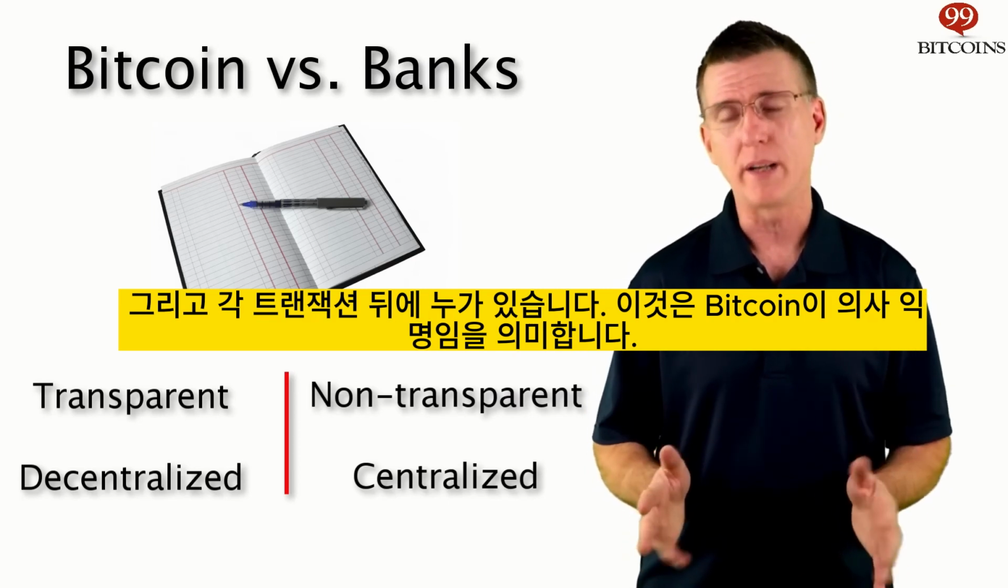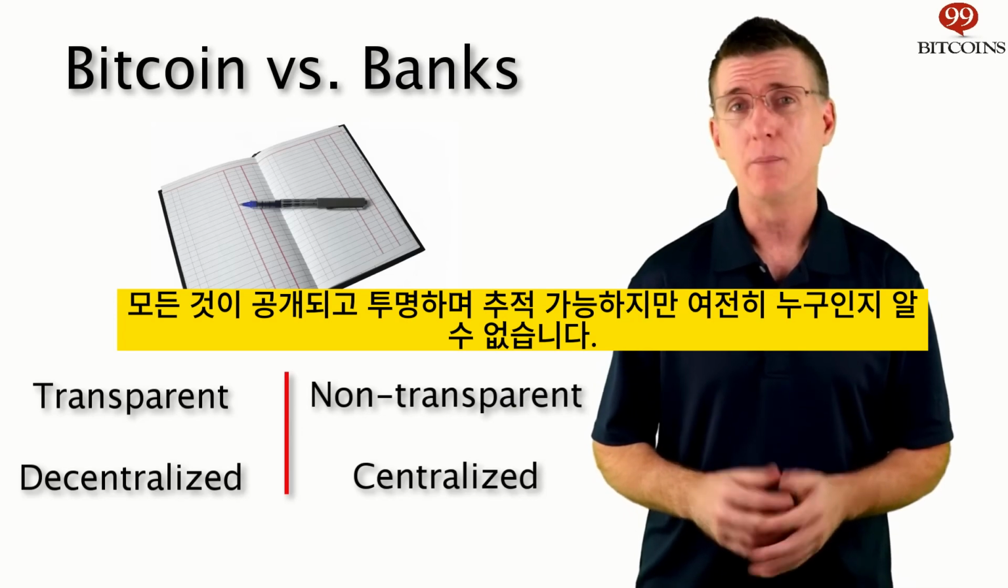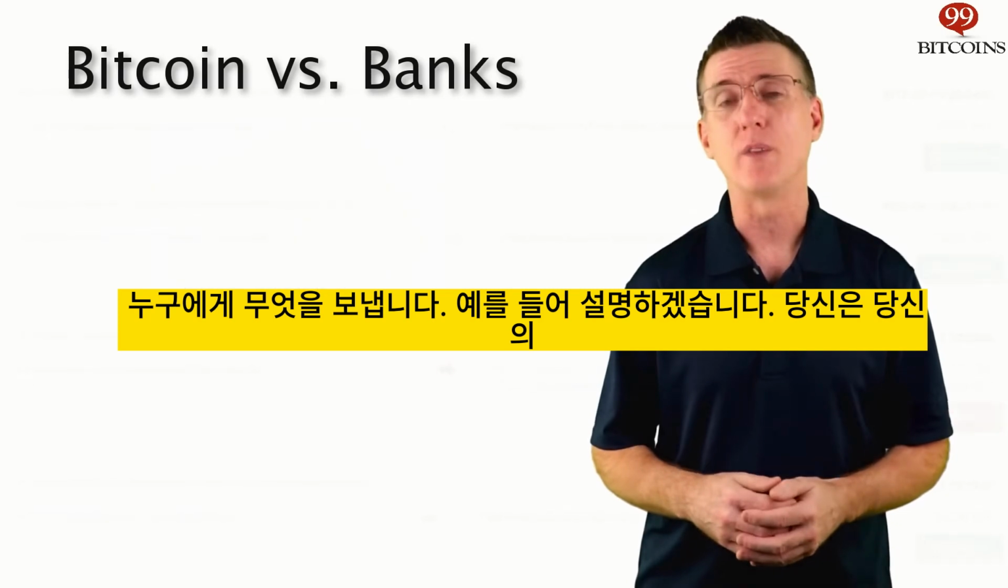This means Bitcoin is pseudo-anonymous. Everything is open, transparent, and trackable, but you still can't tell who's sending what to whom. Let's explain this with an example.